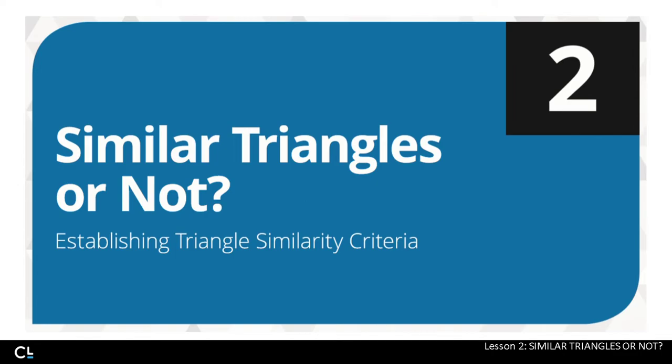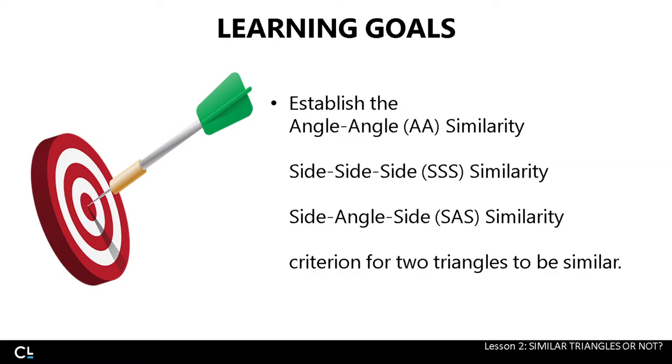As I said, today our lesson is called Similar Triangles or Not. And what we're actually talking about is establishing triangle similarity criteria. Similarity. Not the easiest word to say early in the morning. So our learning goals are to establish the following things: angle-angle similarity, side-side-side similarity, and side-angle-side similarity. These abbreviations remind us of our congruency shortcuts, right? And we're going to use them to show that triangles are similar.